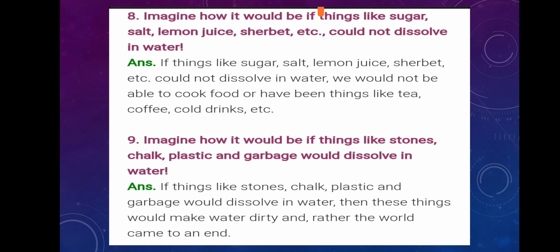Imagine how it would be if things like stone, chalk, plastics, and garbage could dissolve in water. If these things would dissolve in water, then they would make the water dirty, and the world might come to an end. If these things easily mixed with water, the water would become more dirty. So these are some answers to these questions.